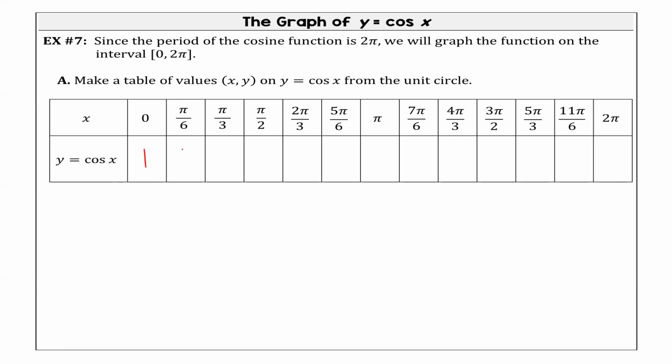All right, what's the cosine of 0? 1. Cosine of pi over 6. Square root of 3 over 2. Pi over 3. Square root of 2 over 2. Where are we at? No, 1/2.